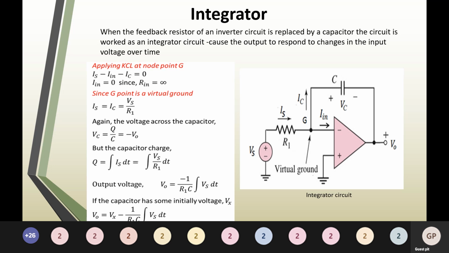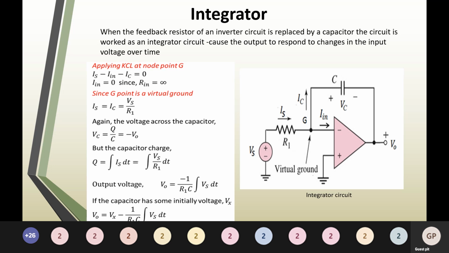All these currents have been marked here. You can see the input voltage is Vs, the input current flowing here is Is, the current through the capacitor is IC, and the current that flows into the op-amp is IN. This is a node. Since the non-inverting terminal is grounded, the potential at this point will be zero, that is, it is at ground potential. Let me consider this node as node G.